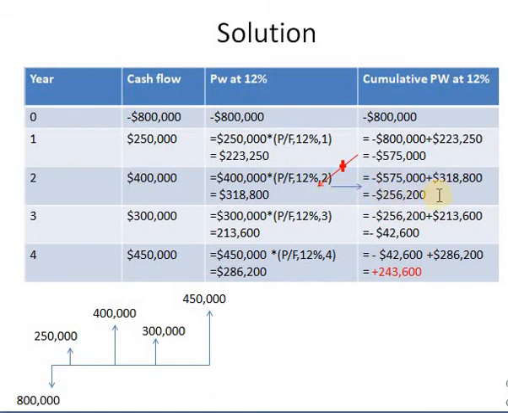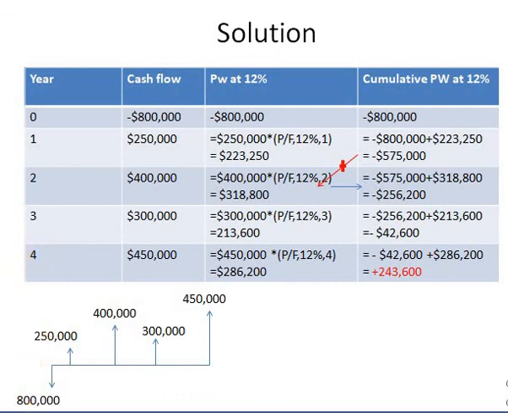I will add the third value, which is $213,600. You will see that the value is minus $42,600. It's still negative. So I add to it the last number related to $886,200. Now, at last, you will see that I have a positive value. This means that the discounted payback period was equal to 4 years.